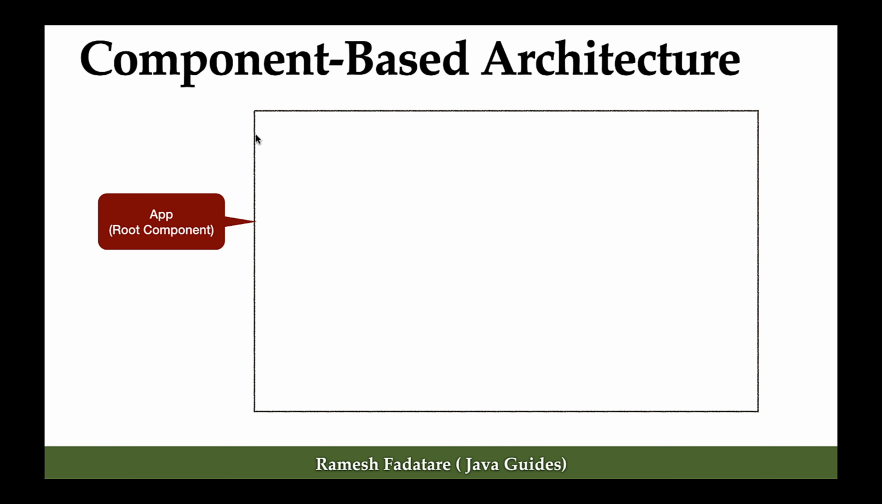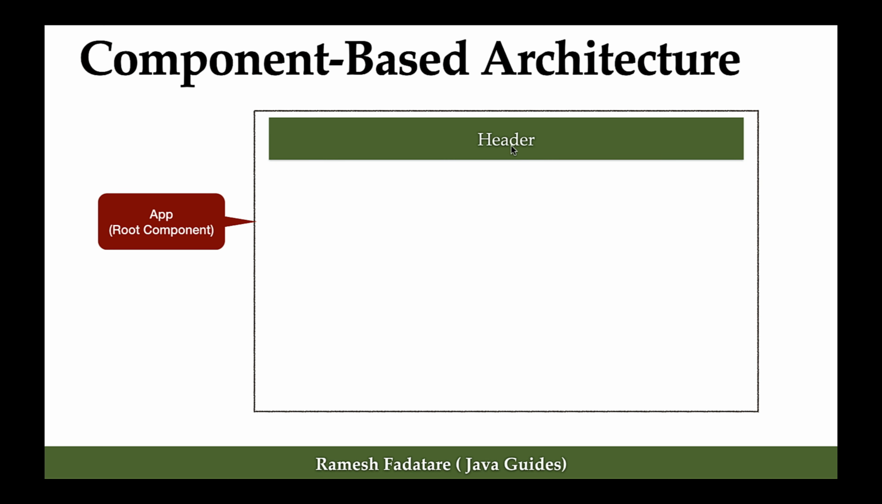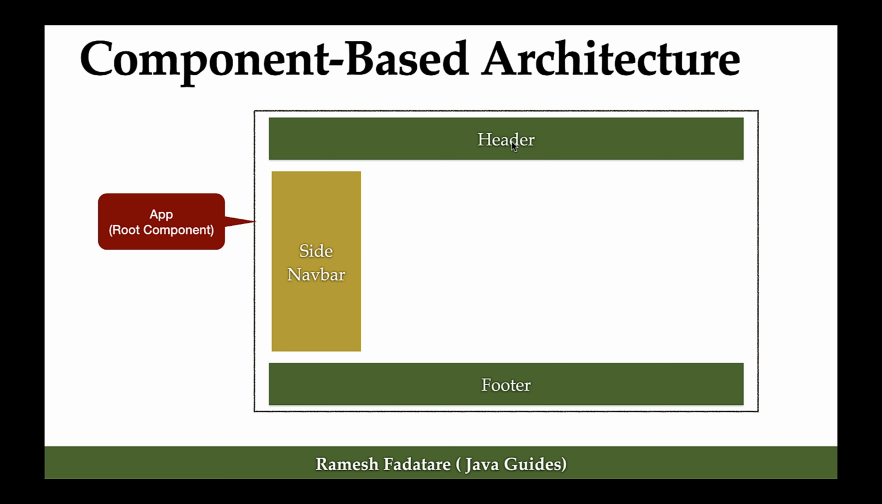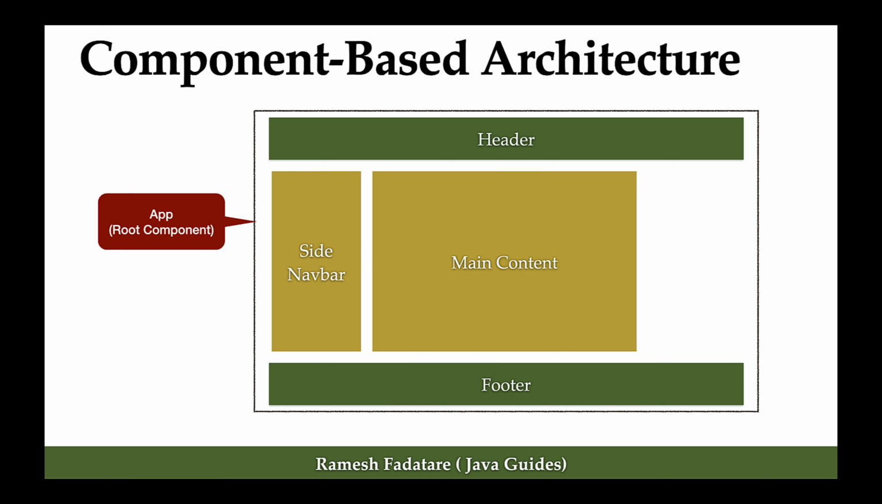For example, consider we have a user interface over here, and the component-based architecture basically allows the developers to break down the user interface into smaller manageable parts. For example, we can break this user interface into small manageable parts called components. We can have a header component, a footer component, a side navbar, a main content component, and an ads component. So React provides a component-based architecture, and this architecture allows the developers to break down the user interface into smaller and manageable parts, and these parts are called components.